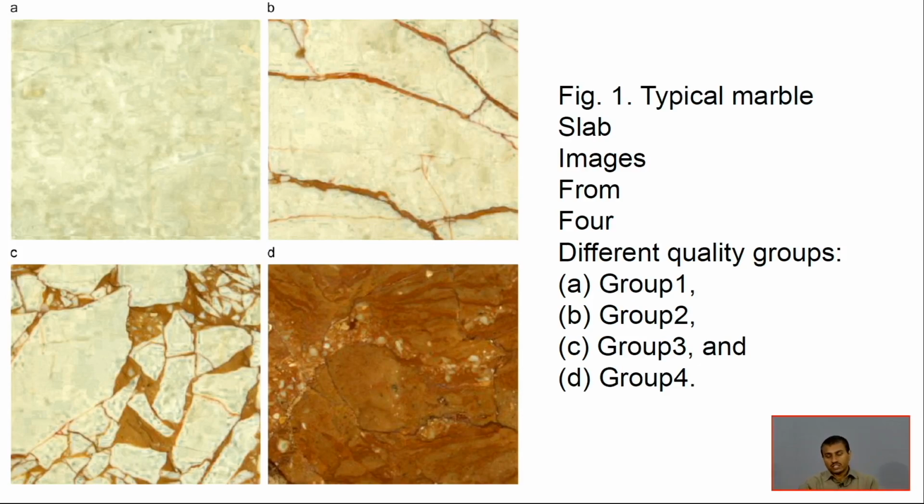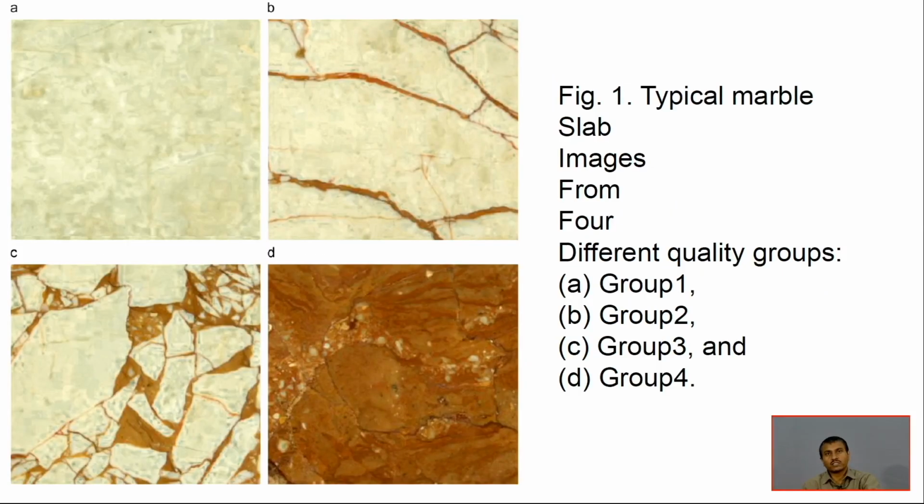So these are a few images. You see that on the left side, A is the group 1 quality marble. Hardly is there any feature, no spectral feature, basically. Group 2 has some vein structures present. In B, group 3, veins are there, and also some amount of filling material is there, and in D, it is full of filling materials. So it also does not have a good amount of features.